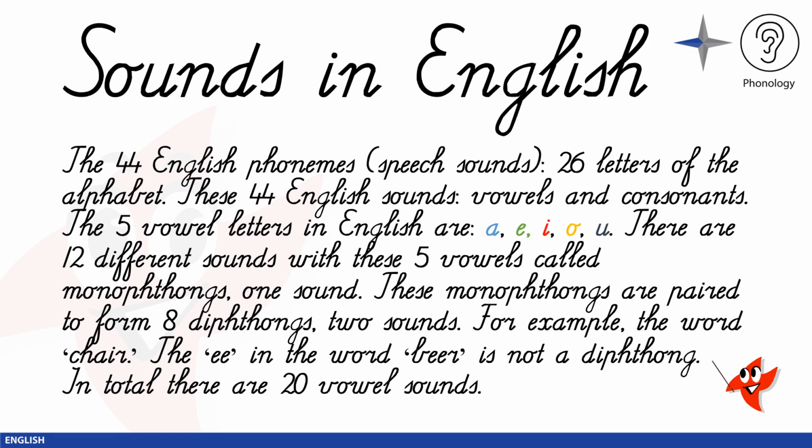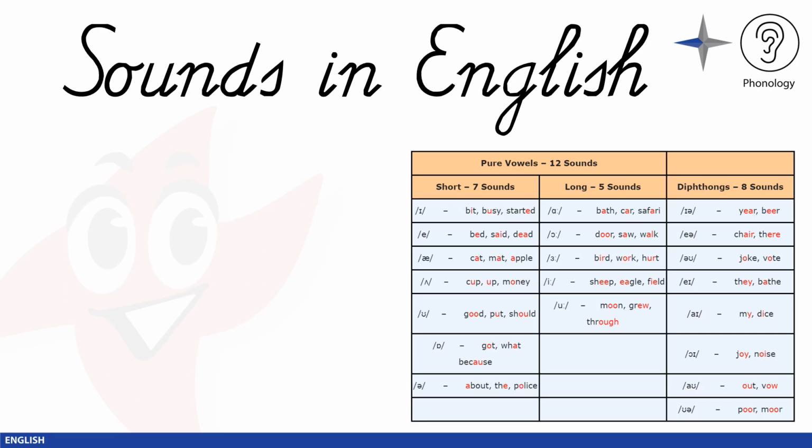With these 5 vowels, we could make 12 different sounds. These sounds are called monophthongs. These monophthongs are paired to form diphthongs, 8 of these. In total, there are 20 vowel sounds. Here is a chart with the 20 vowel sounds.